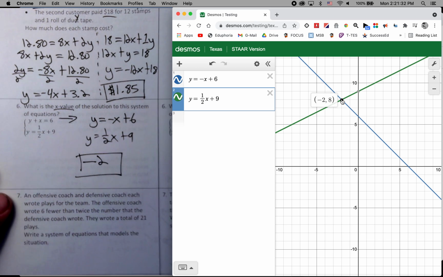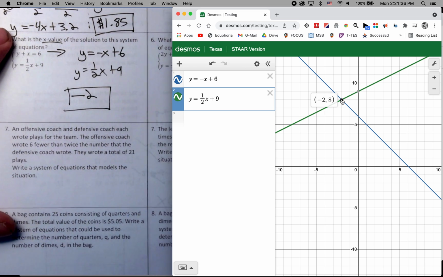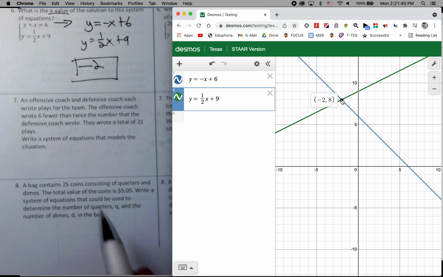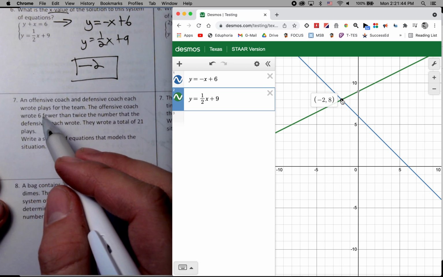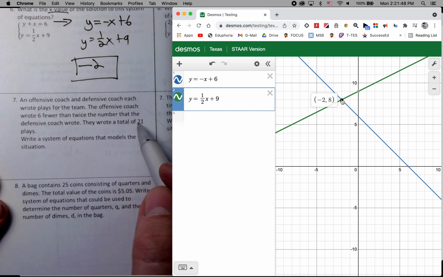Number 7. All right, it says an offensive coach and a defensive coach each wrote plays for the team. The offensive coach wrote 6 fewer than twice the number that the defensive coach wrote. They wrote a total of 21 plays.